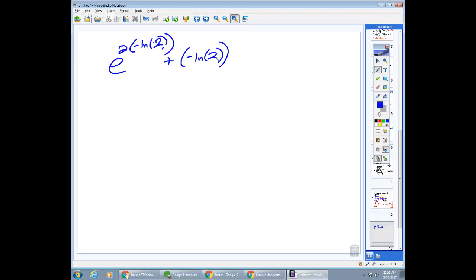All right, and then I'm gonna have a minus. I'm gonna put that in parentheses, e to the 2 times the negative natural log of 12, minus or plus the negative natural log of 2. Lots of parentheses there. Good eyes, 12. That's worth a slice of pizza too.